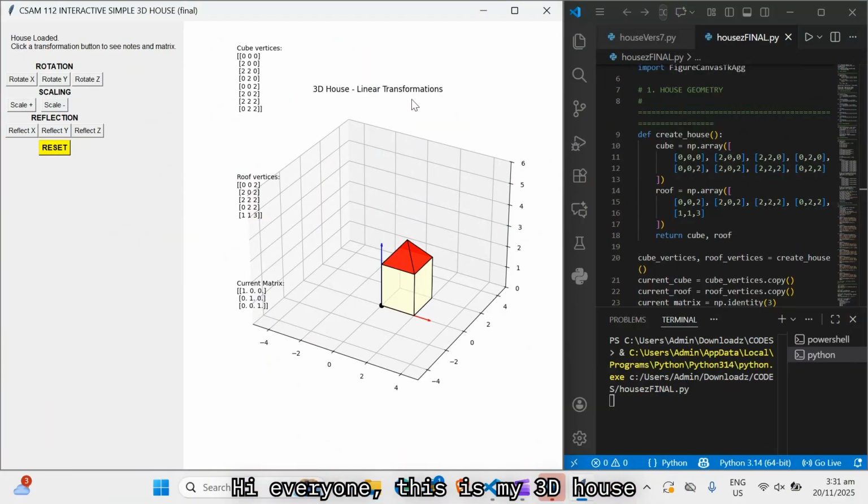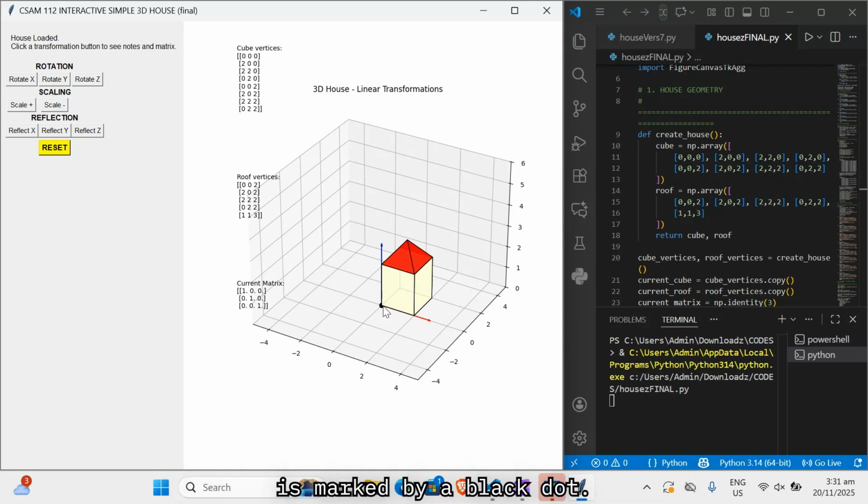Hi everyone, this is my 3D house transformation project for our course Linear Algebra. On the screen, you can see the house is composed of a yellow cube for the base and a red pyramid for the roof. The axes are color coded: X in red, Z in blue, and Y in green, which is behind the house. You'll see it when we apply transformations.